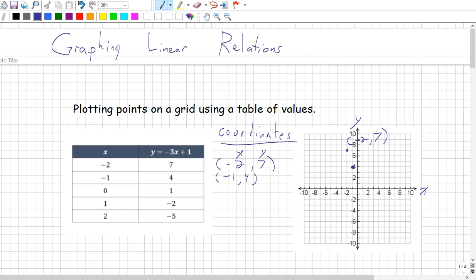The next point I have is 0, 1. Again, you plug the 0 in, -3 times 0 plus 1 is 1. 0 is right at the very center of my Cartesian plane. It's called the origin. 0, 0 is the origin. This point goes nowhere along the x-axis. It stays right in the center, but it goes up 1 value on the y-axis, so I put my point right on my y-axis at the value of 1.